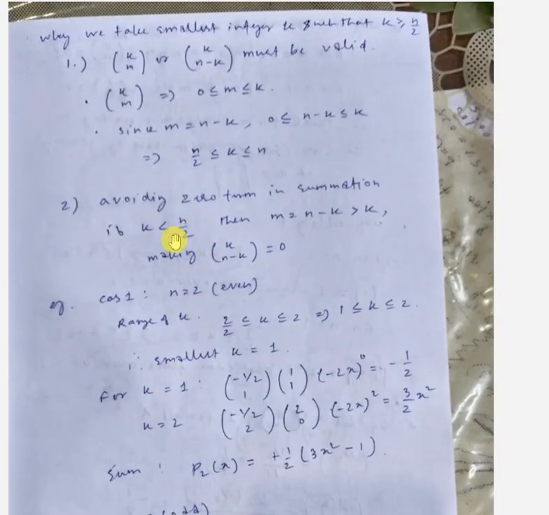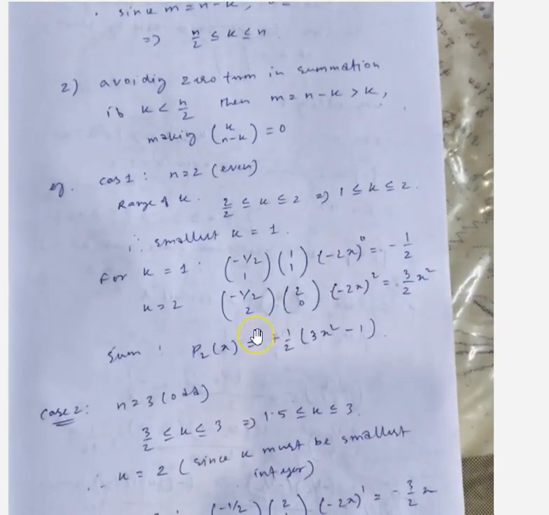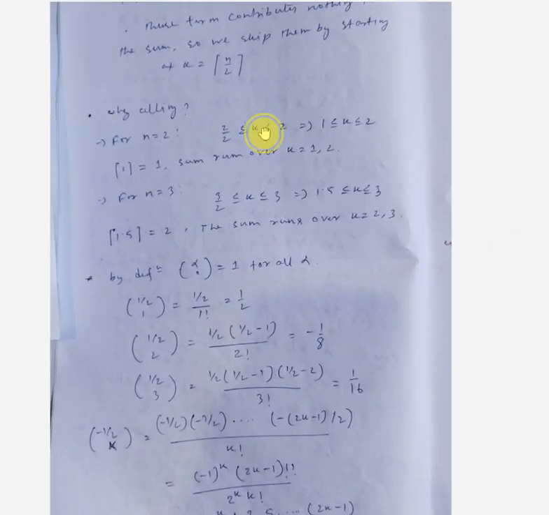Avoiding the 0 term in the summation if k is less than 2. Case 1, if n is even, the range of k is 1 to 2. So for k equal to 1 it will be minus half, and for k equal to 2 it will be 1 by 3. So P2 of x will be half of 3x squared minus 1. Okay. So why not start at k equal to 0? Because m is equal to n minus 0, and n must be greater than 0, so we cannot do that.